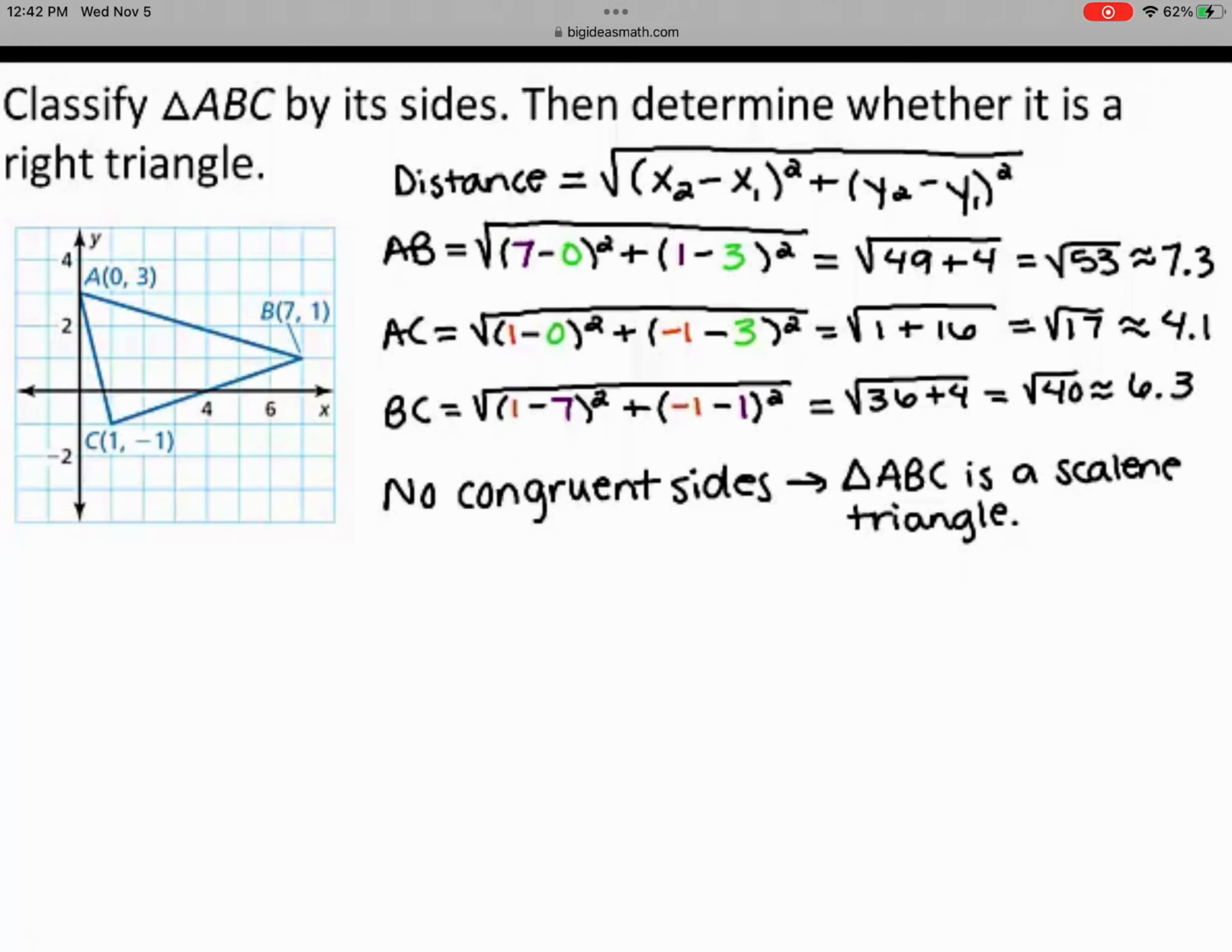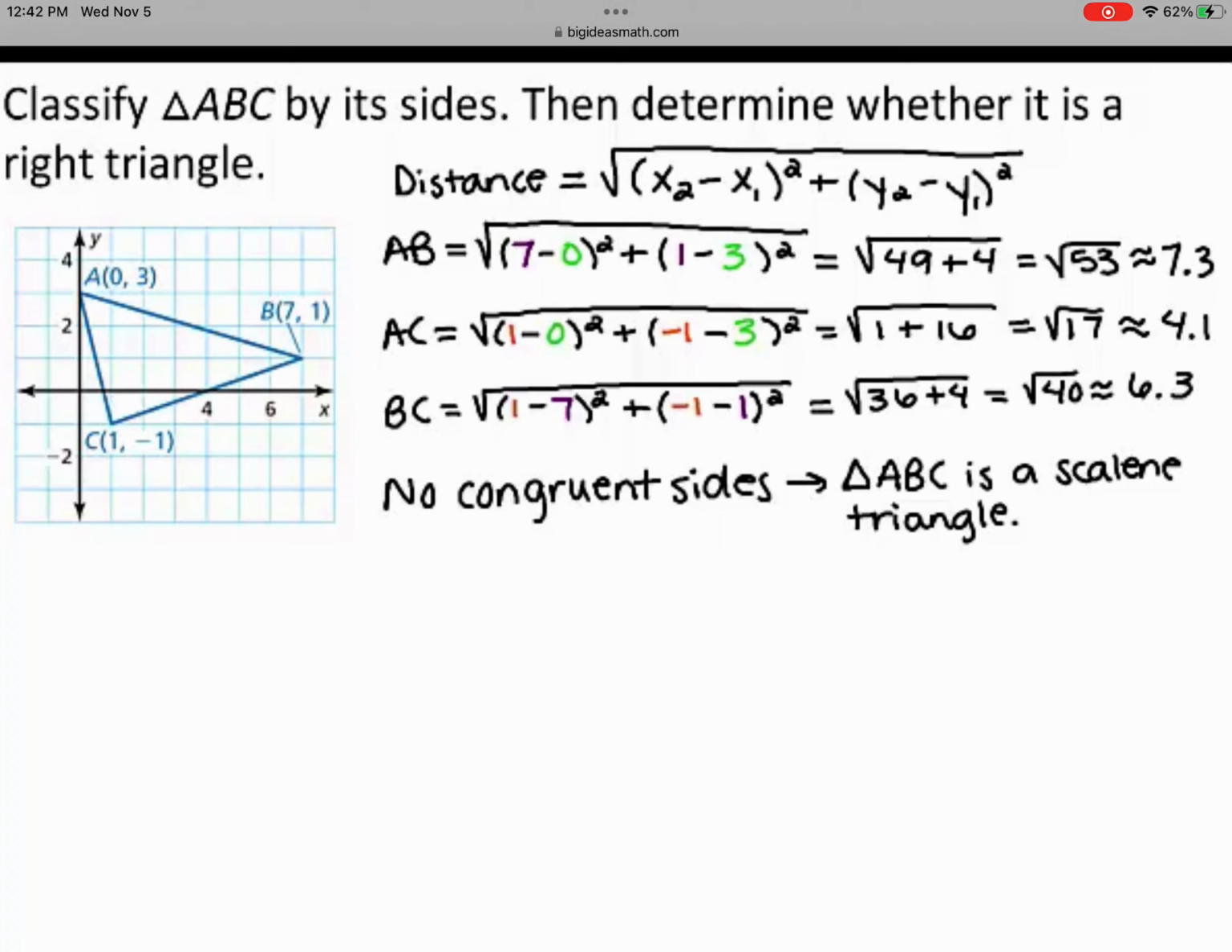Now, to determine whether triangle ABC is a right triangle, you need to check for right angles. If triangle ABC has a right angle, then two of its sides will be perpendicular to each other, and the slopes of those two sides will have a product of -1.